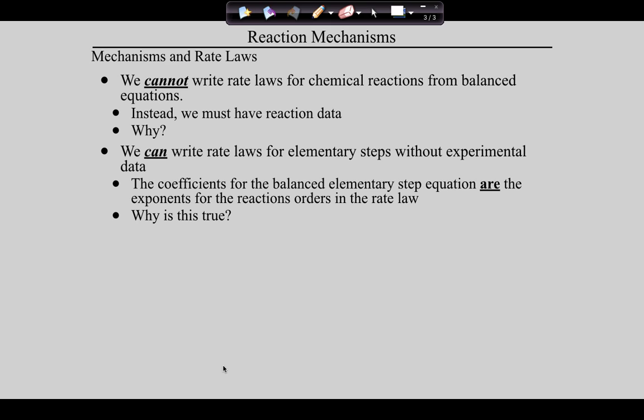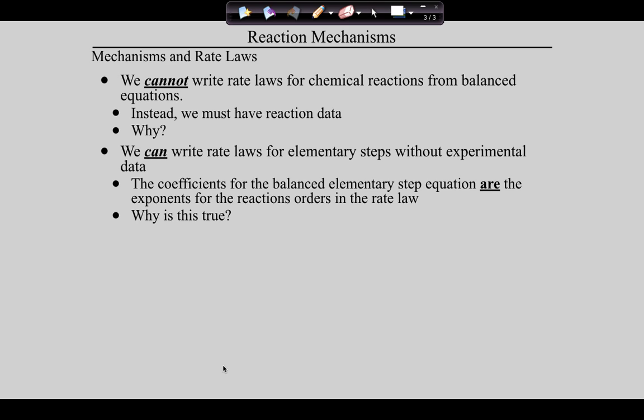How do elementary steps happen? Simple concentration-dependent collisions. If you've got unimolecular, it breaks apart. If you've got bimolecular, they run into each other. If you've got termolecular, they run into each other. There's nothing hidden. It's all just collisions. And as a result, the balanced coefficients from the equations are the exponents for the rate law because there's nothing going on behind the scenes.